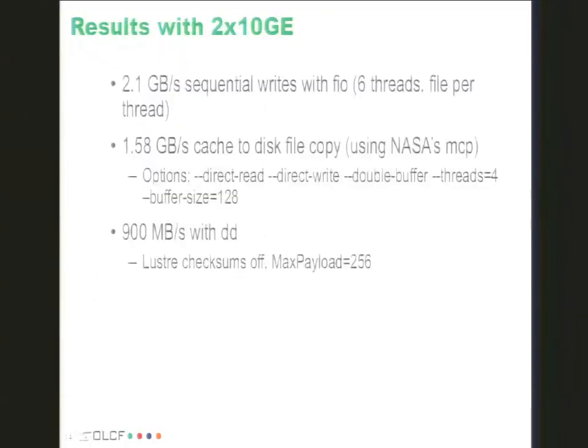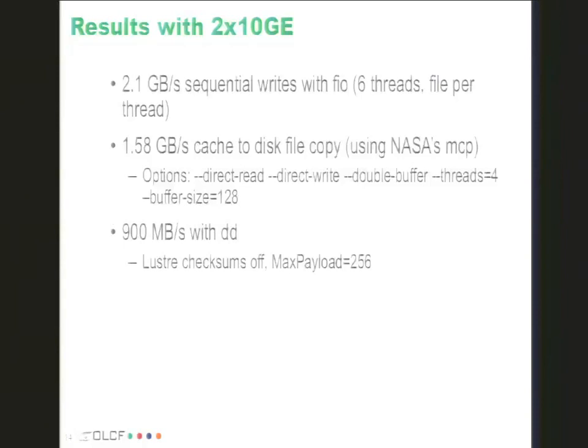So some of the results that we got with our bonded 10 gig interfaces were 2.1 gigabyte sequential writes using FIO. We weren't able to get more with DD. We had to move to an application that was multi-threaded and writing separate files. That's more of a Lustre limitation that we needed to get past, the single-threaded, single-client performance. But that was how we got full utilization out of our links.